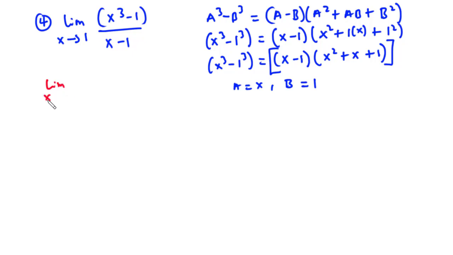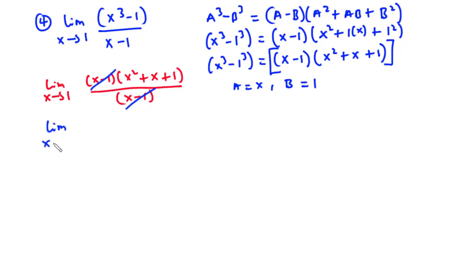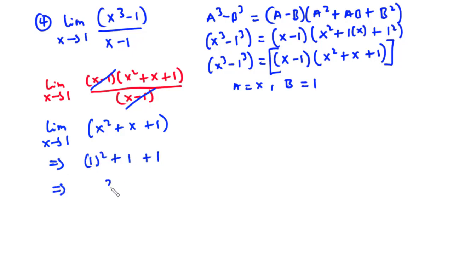So we have the limit as x approaches 1 of x minus 1 times x squared plus x plus 1 all over x minus 1. So x minus 1 cancels out x minus 1, and the limit reduces to the limit as x approaches 1 of x squared plus x plus 1. Now we are going to substitute 1 into the function. So we have 1 squared plus 1 plus 1, and that's equal to 3. Now let's solve our last example.